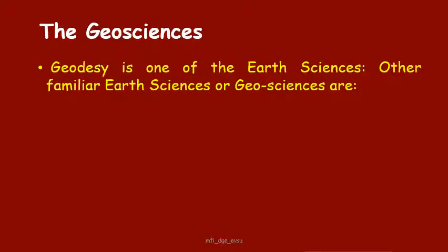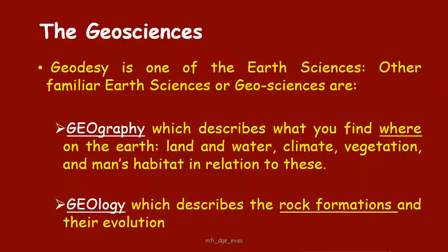So geodesy is one of the earth sciences. Other familiar earth sciences or geosciences are the following, which I guess you are familiar with. We have geography. When I say geography, it describes what you find where on the earth, so specifically location. And then land, water, climate, vegetation, and man's habitat. So it is encompassed by geodesy.